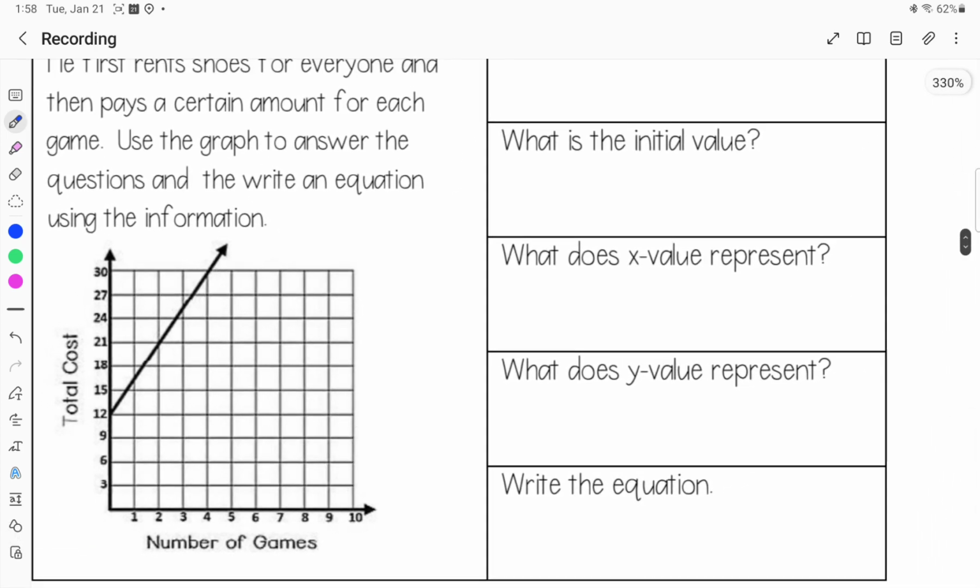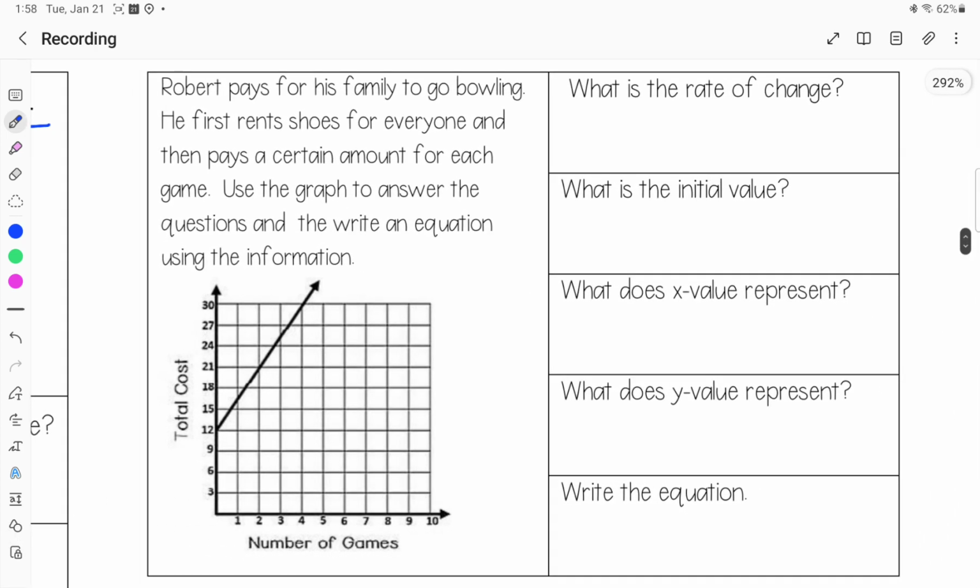On this one, the biggest mistake you'll make here, because we've been finding rates of change from graphs since November, is that once again, you will not pay attention to the scale. It says Robert pays for his family to go bowling. He first rents shoes for everyone, and then he pays a certain amount for each game. Again, how often am I paying that? Each game. Use a graph to answer the questions.